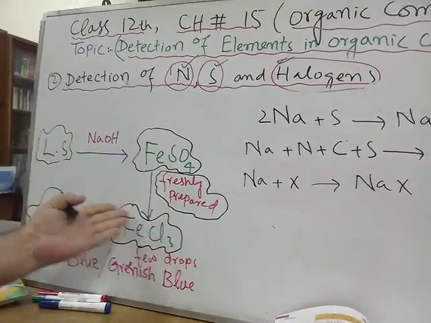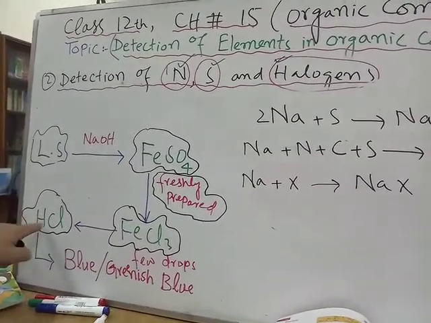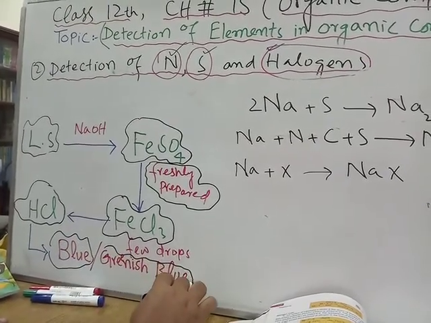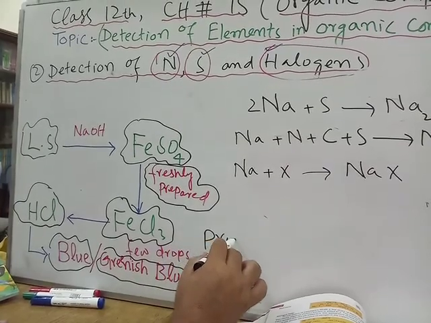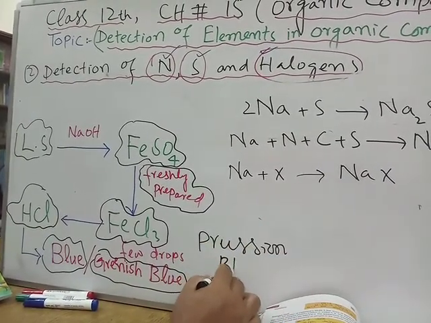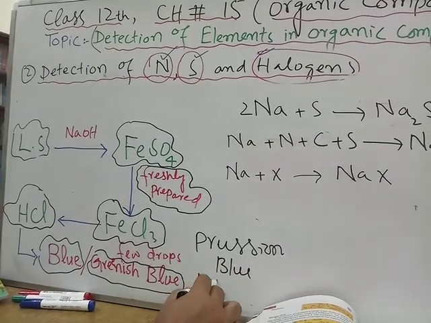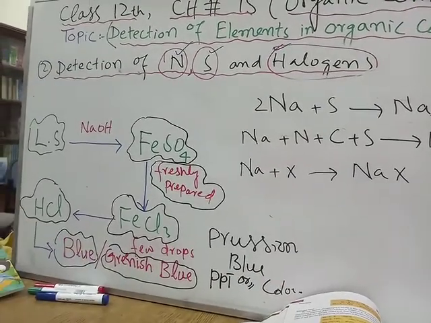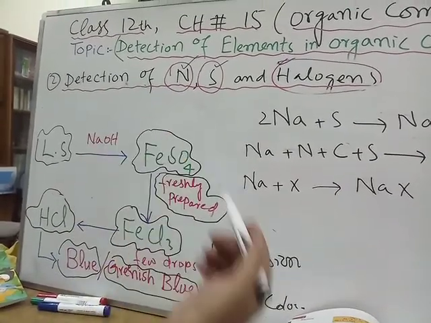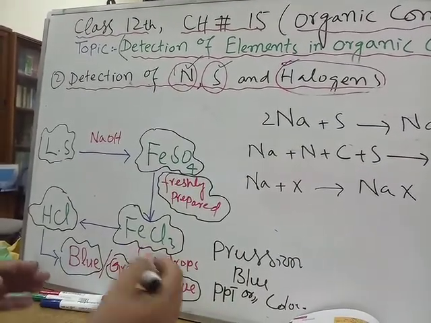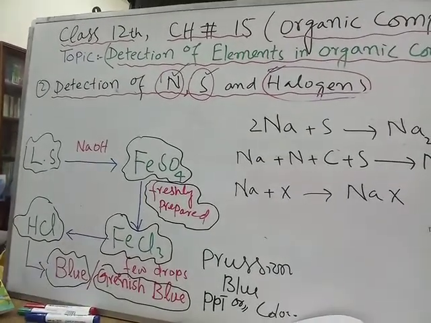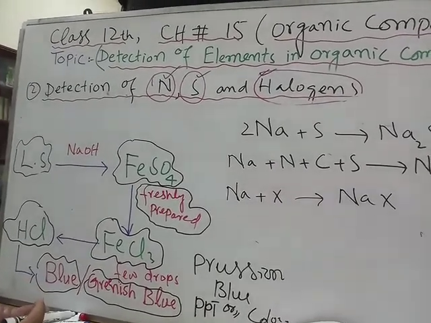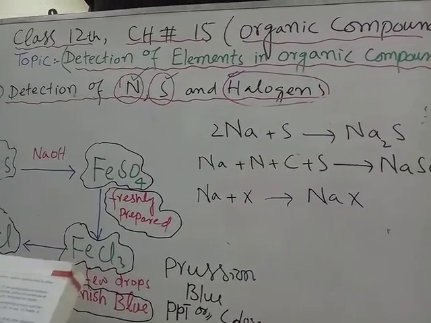When you have carried out these steps, after the addition of hydrochloric acid, if a blue or greenish blue precipitate or coloration, also called Prussian blue, is obtained, this means that the organic compound which we have taken contains nitrogen. What type of reactions actually take place is given in your book.